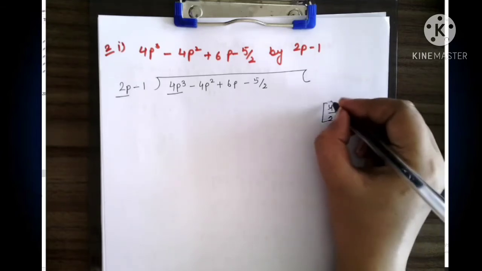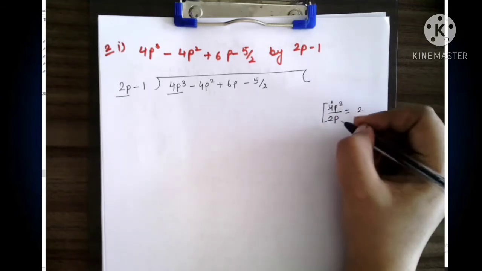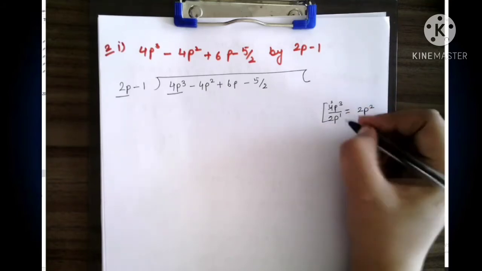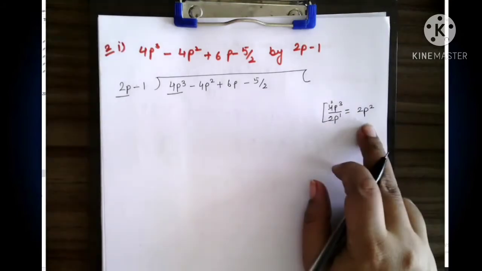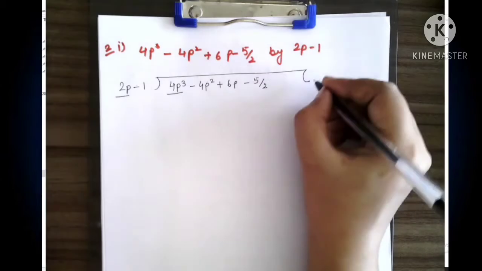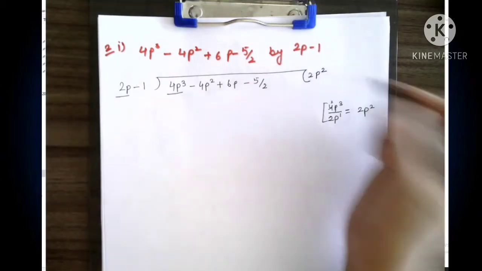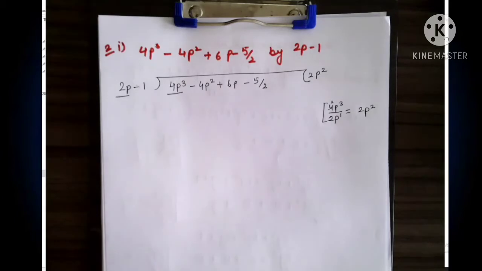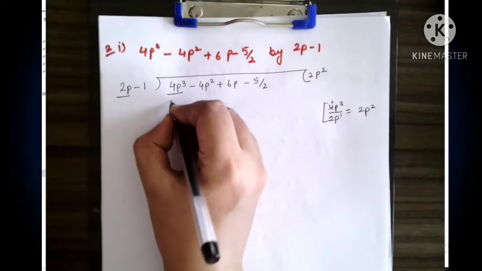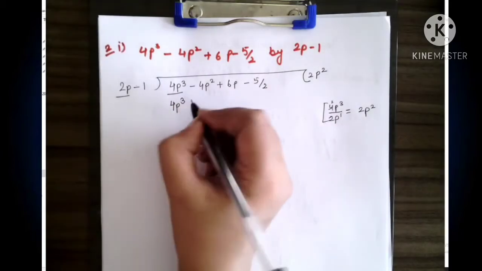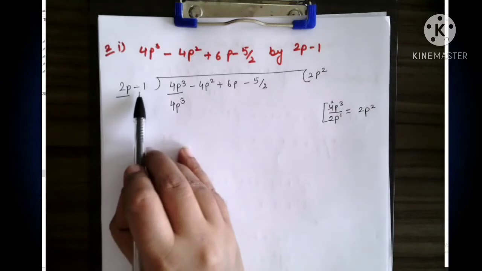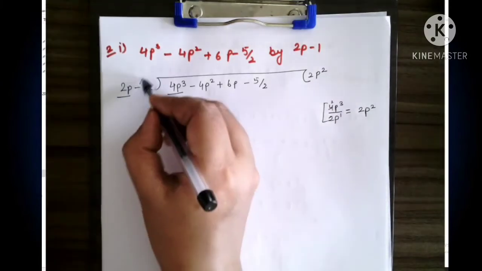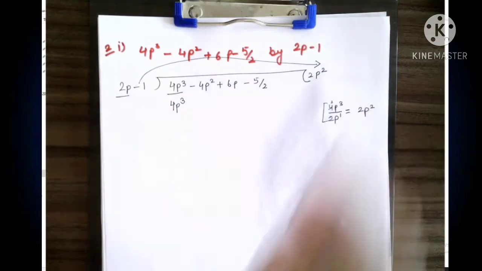4 divided by 2, you get 2. p cube by p, we get p square, power 3 minus 1, we get 2. This is the first term of your quotient, 2p square. Now 2p multiplied by this one. This is the first term, the underlined term, so write it without thinking. Now minus 1, the remaining part, multiplied by 2p square. We have to multiply here.